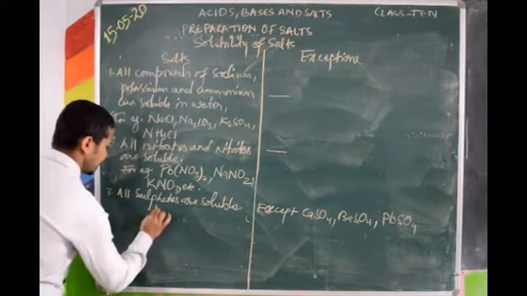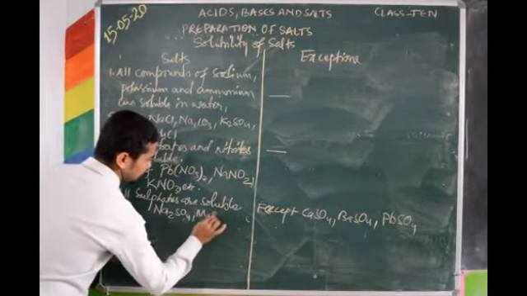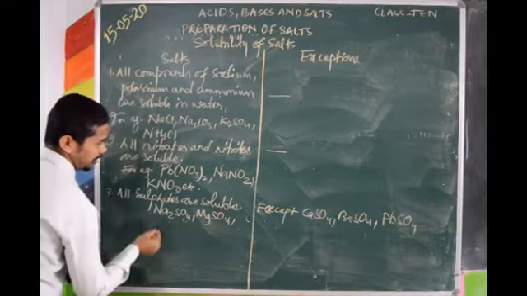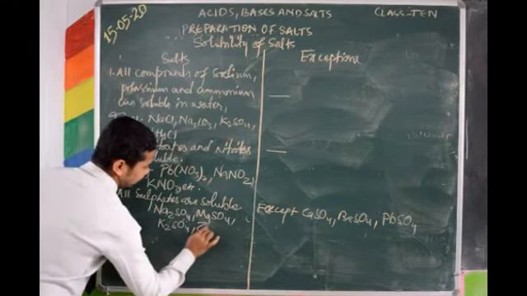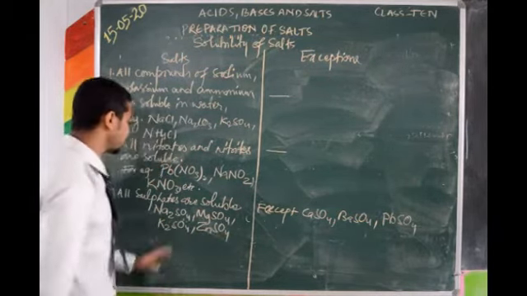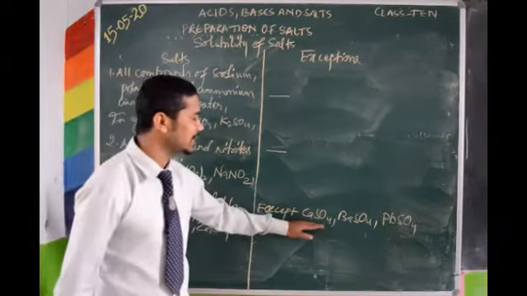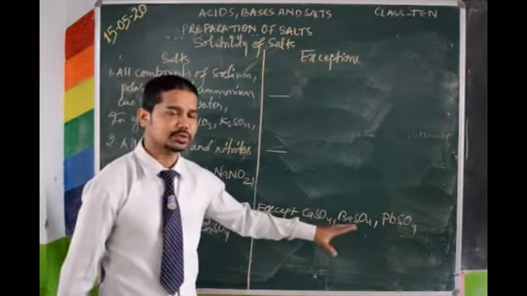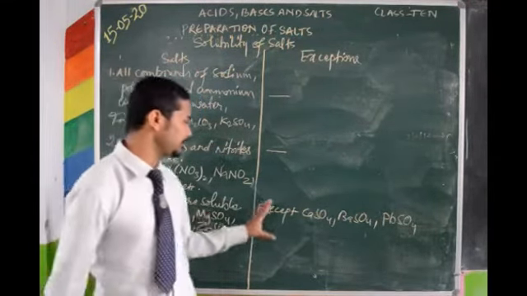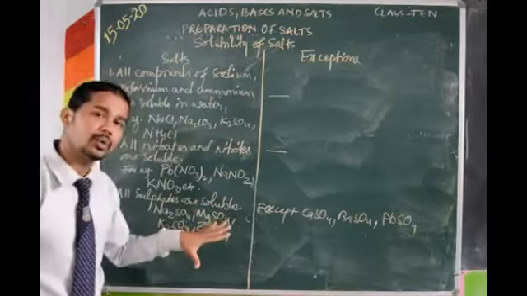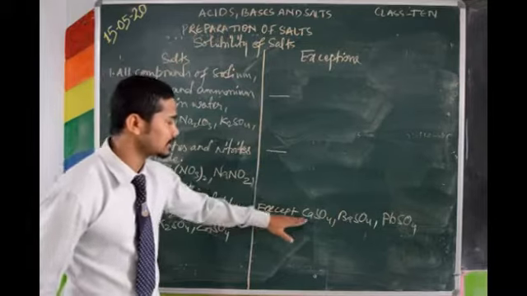For example, Na2SO4, MgSO4, then K2SO4, then ZnSO4. All these are soluble sulfates. All these are soluble in water, but these are insoluble in water. So these exceptions you have to know. If you know the exceptions, then the rest are okay. So you should learn the exceptions. Here there are no exceptions. Here this is the exception.